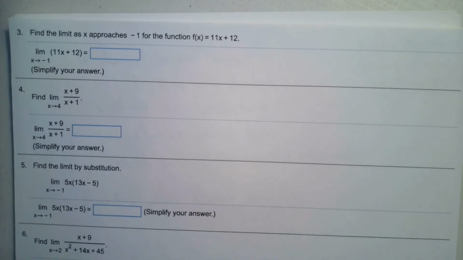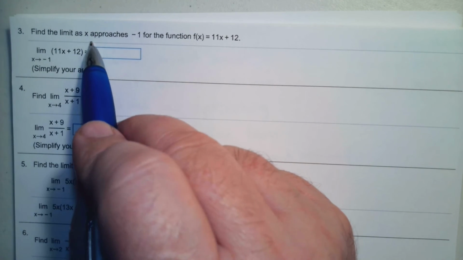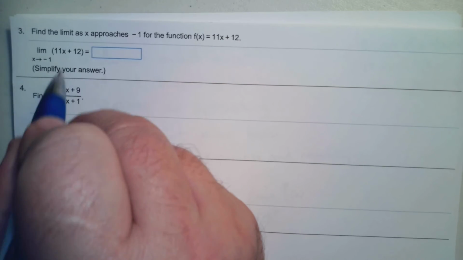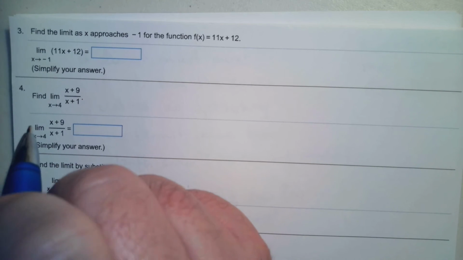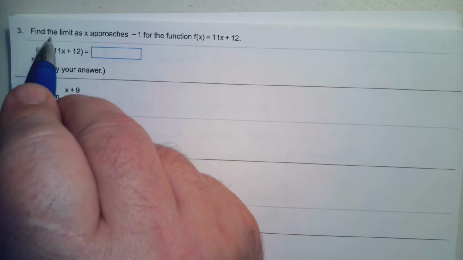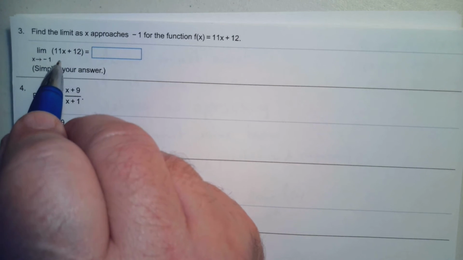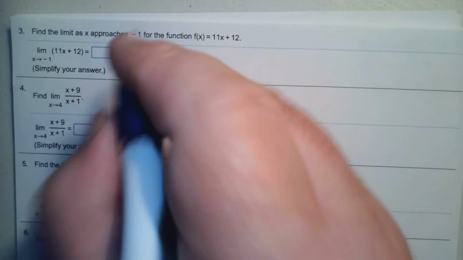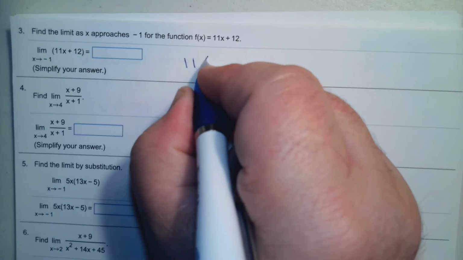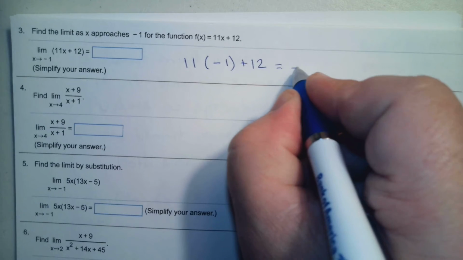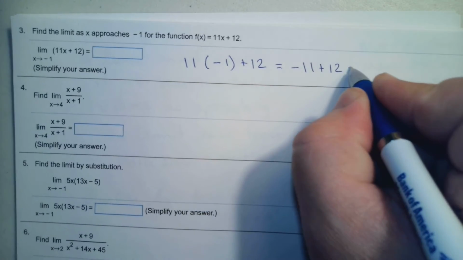All right, number 3. Find the limit as x approaches -1 for the function. So the first thing we always try is to find the limit as x approaches -1. This is a linear equation, so every point has to exist, so just plug it in there. 11 times -1 plus 12. -11 plus 12 equals 1.